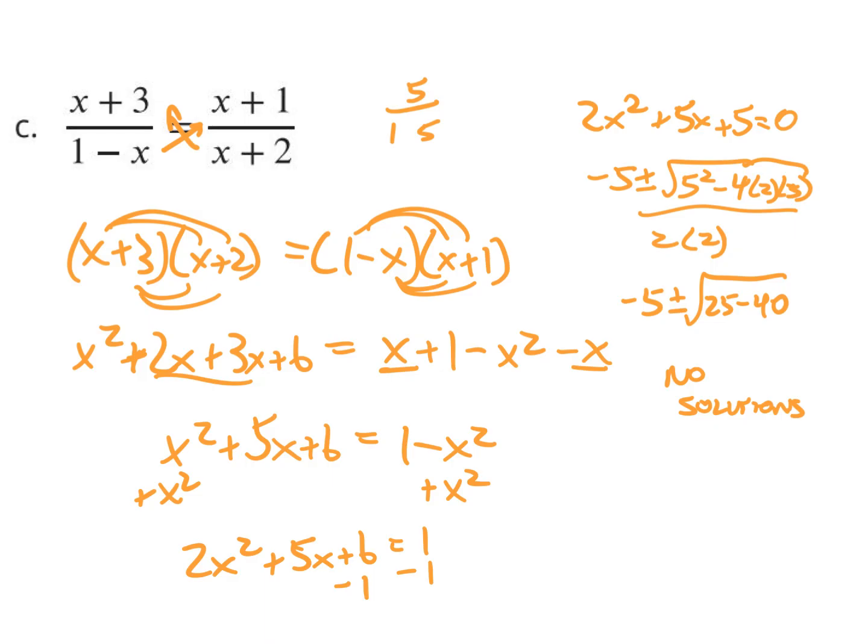We'll talk about this in Unit 3. You should learn the quadratic formula in Algebra 1. If the discriminant that's under the square root is less than 0, if it's negative, you get no solutions.